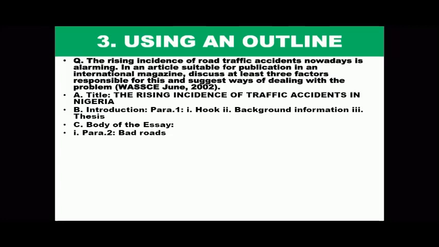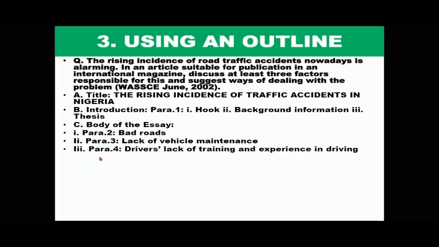Having said that, the next is the body of the essay, and the body of the essay begins with paragraph 2. So in this outline, our number 1 point is bad roads. We want to talk about the factors responsible for the rising incidence of road traffic accidents, and then we want to profile the solution, because this is what you are told to do. Discuss at least 3 factors responsible for this and suggest ways of dealing with the problem. Okay?